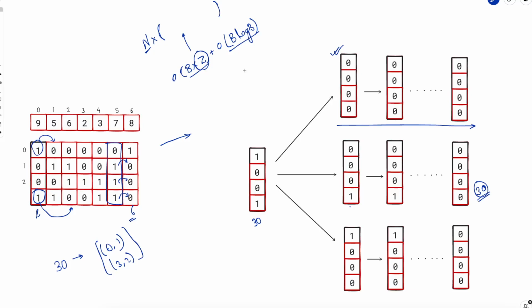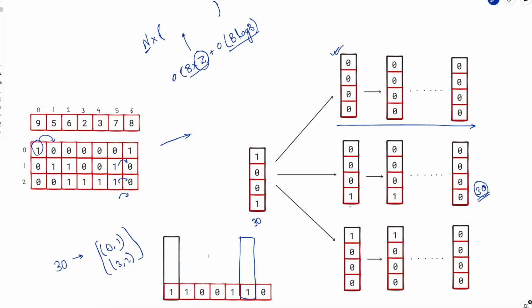Why? Because you can pre-compute the nearest 0 for a particular bit. How? Let's assume that this array is not an independent array. So you need to figure out the nearest 0 for each of the indexes. So how will you do that? You can simply start from here.